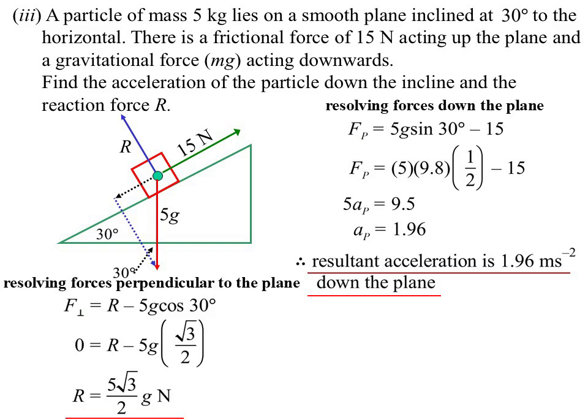Now, how did I know that force was 0? Because this is the result of all the forces. And think about the thing, it's sliding down. It's not jumping off the plane, it's staying on the plane. So the result of all those forces is nothing, because it's not going up, it's not going down, it's staying in that direction. So I know that is 0. 5g, but cos 30 we certainly know that's root 3 on 2, and we can get that our resistive force is 5 root 3 on 2 g newtons.